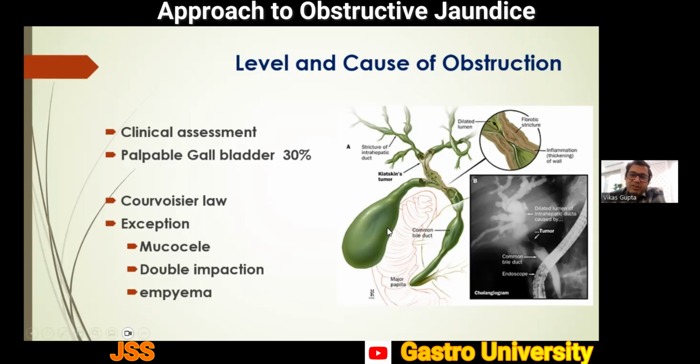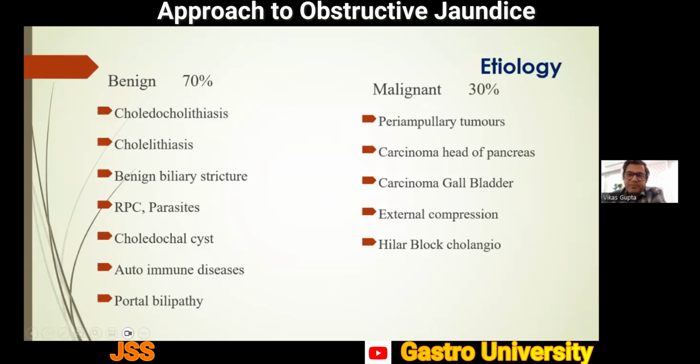And if the gallbladder is not palpable and the patient is clinically looking like a malignant obstruction, the obstruction is likely to be above the level of cystic duct insertion. Sometimes a tumor in the Hartmann's pouch in the GB neck can lead to a palpable gallbladder. And other exceptions to Courvoisier's law are mucocele of the gallbladder, double impaction of stone, or empyema of the gallbladder, which all can lead to a palpable gallbladder with jaundice.